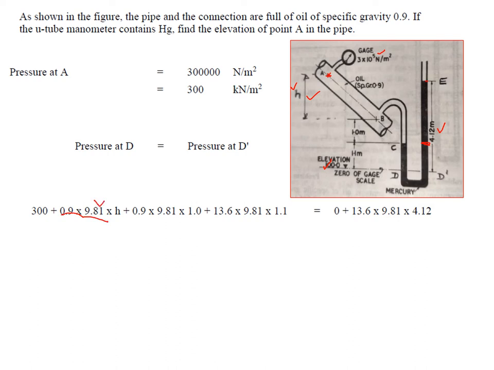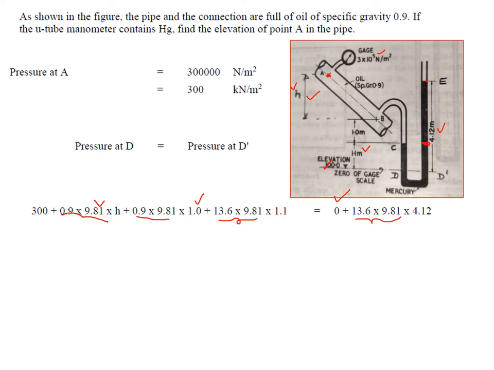Then we move again downwards, but you see that there is oil up to point C, so therefore 0.9 into 9.81, but the height covered is 1 meter. Then when you move from C to D, it is mercury, so we write 13.6 into 9.81, H is 1.1. Now we have pressure at D. Similarly, for pressure at D dash, we start from 0 because it is exposed to atmosphere, plus 13.6 into 9.81, the specific weight of mercury, into 4.12, the distance.